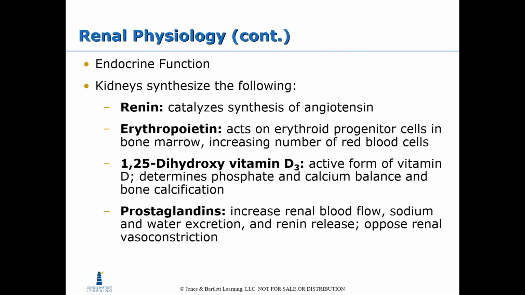Prostaglandins are also produced by the kidney. They increase renal blood flow, sodium and water excretion, and renin release. They oppose renal vasoconstriction. Vasoconstriction is talking about a constriction of the blood vessels. So they would oppose this.